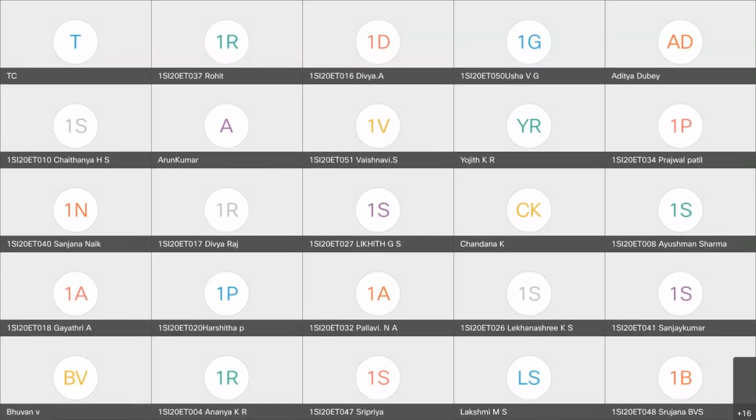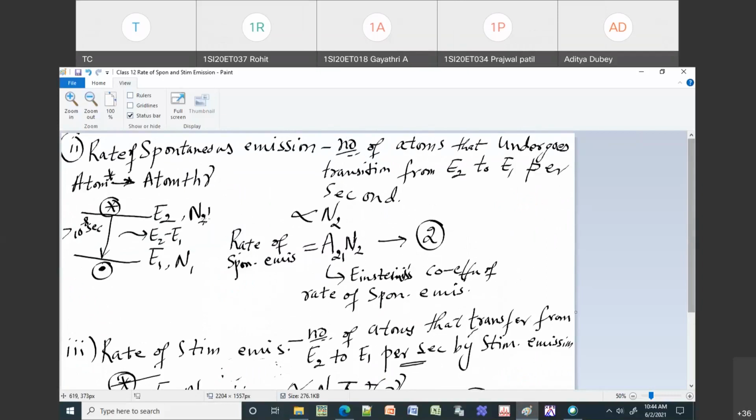As I told in the previous case, the rate of spontaneous emission is nothing but the number of atoms that will undergo transition from E2 to E1 per second through spontaneous emission. This has to be through spontaneous emission, because there are two different ways in which your atom can transit from E2 to E1, or higher energy level to lower energy level. So we need to be specific. So this is by spontaneous emission.